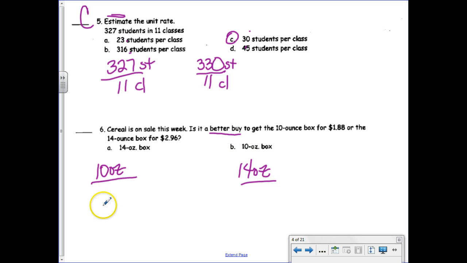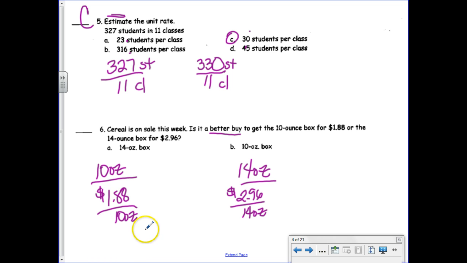Just remember, bigger isn't always better. This is what we need to check. Always put the price on the top. So I'm going to say $1.88 for 10 ounces versus the $2.96 for 14 ounces. Calculate each of these to see what you come up with.